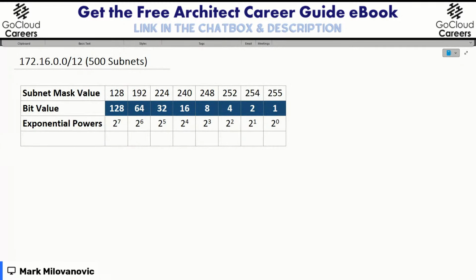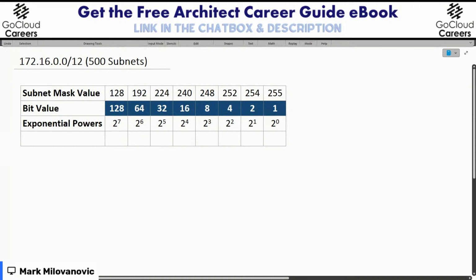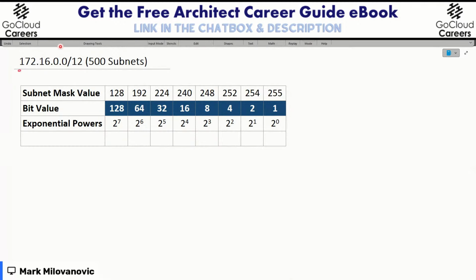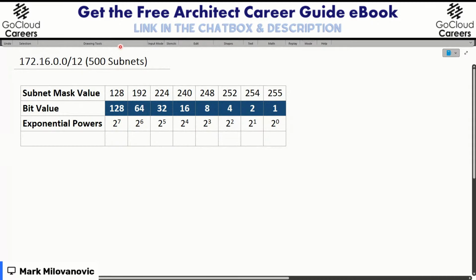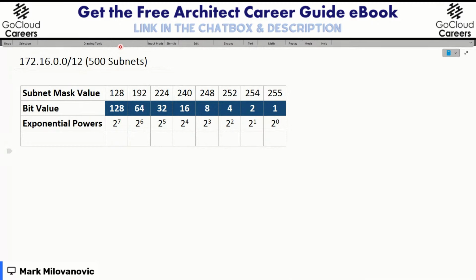So the requirement that we were given here is that we have a 172.16.0.0/12 network. So this is not a new network. We've seen this before. But the difference is that we require 500 subnets. So how would we calculate that? The first thing that we, again, need to do is figure out what 12 means. What is the increment for 12?